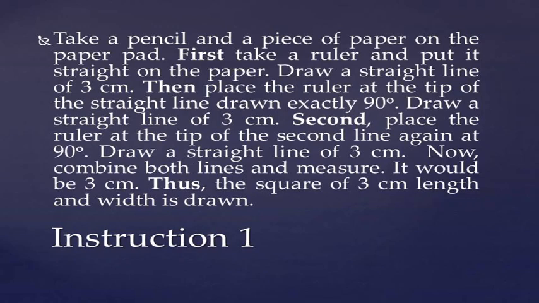Now combine both the lines and measure it. It would be exactly 3 centimeters. Thus, the square of 3 centimeters length and width is drawn. Follow this. These instructions help you to draw a square of 3 centimeters length and breadth. The instruction should be short and clear, with the use of words like first, then, second, thus, etc.